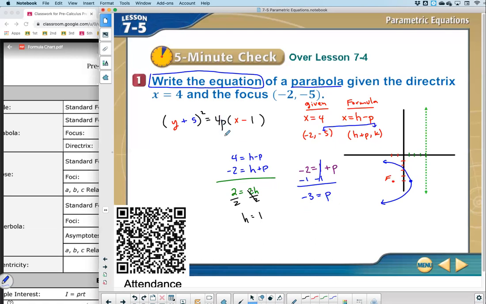The formula wants 4p. So what would be 4 times that negative 3? What would that equal? Negative 12. And that would be the answer to number 1.